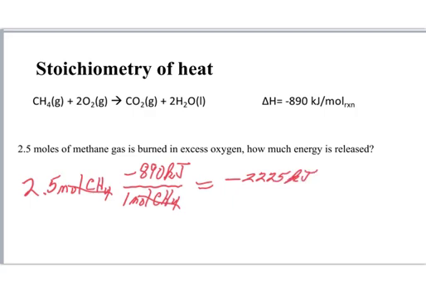kilojoules of energy released. To do this in the correct number of sig figs, if I have 2 sig figs, it would be 2.2 times 10 to the 3 kilojoules of energy.